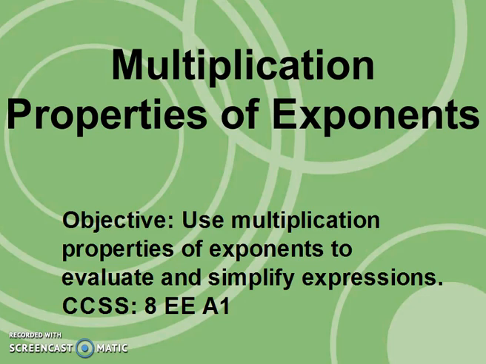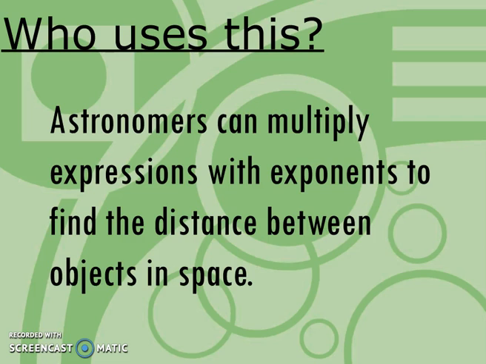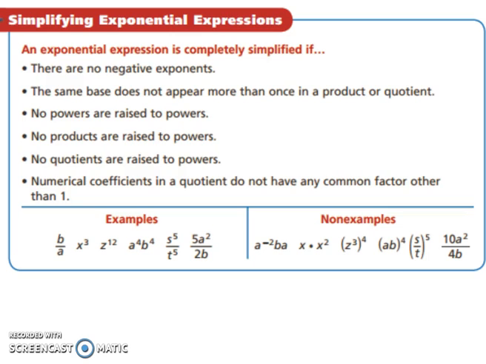Multiplication properties of exponents. Our objective is to use multiplication properties of exponents to evaluate and simplify expressions. Who uses this? Astronomers can multiply expressions with exponents to find the distance between objects in space. Let's start with some general guidelines.